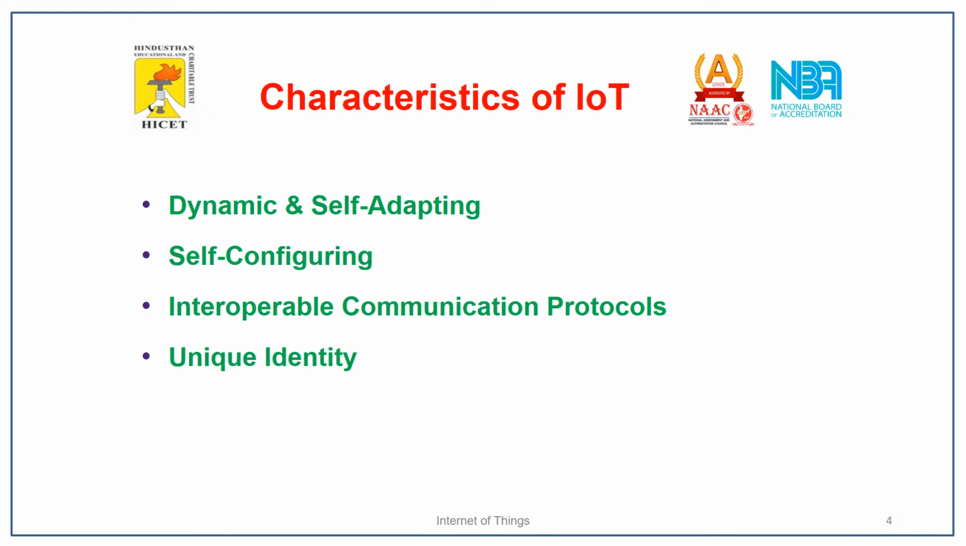Next one is unique identity. Each IoT device has a unique identity or IP address. And the last one is integration into an information network. Since an IoT network deals with a huge amount of data for data transfer, it must be integrated with an information network. IoT devices are usually integrated into an information network that allows them to communicate and exchange data with other devices and systems.